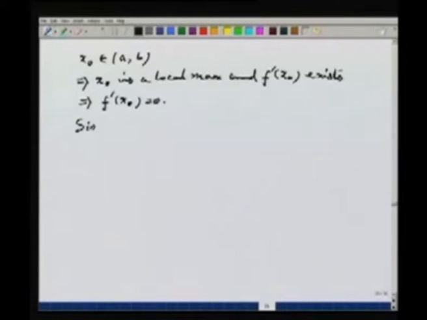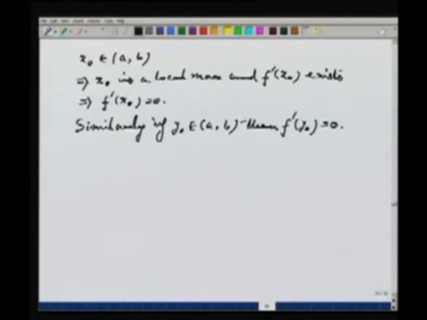Similarly, if y naught belongs to AB, again by the previous theorem, f prime at y naught is also 0.